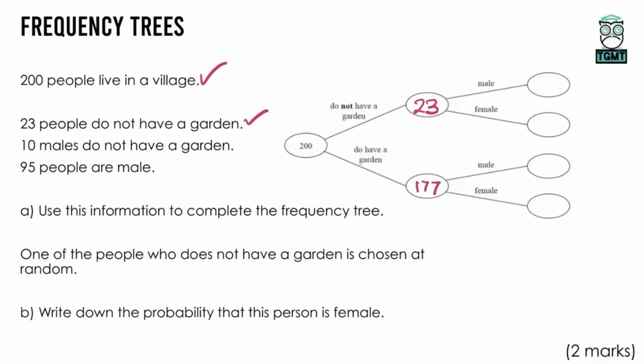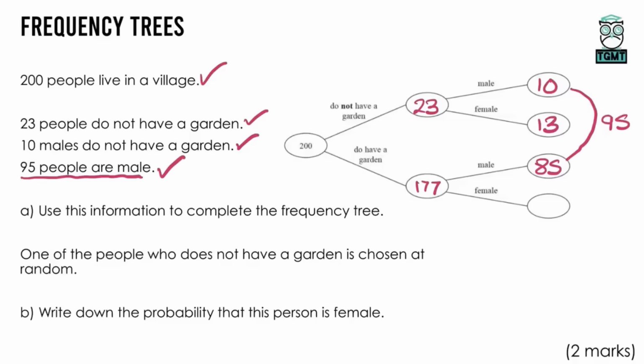10 males do not have a garden, so I'm looking at the do not have a garden route, and there are 10 males. I can tick that off. 23 take away 10 leaves us with 13. That now adds up to 23 on the do not have a garden route. It says 95 people are male. So this one here doesn't give me a number to put in straight away, but it does tell me that these two circles here that have the males in have to add up to 95. Well, I have 10 in that top circle, so this one has to be 85. And there we go, we've done with that.